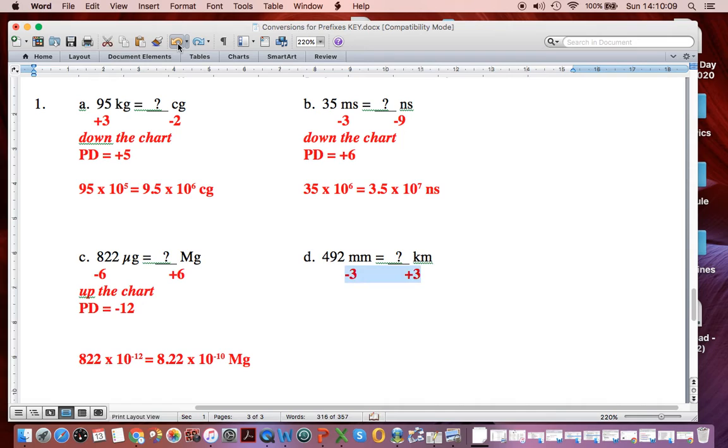One more example. We have a -3 and a +3. Milli is smaller than kilo, so we are definitely going up the chart. Therefore, our power difference is negative. Power difference is -6. 492 times 10 to the -6. Well, again, we got to shrink by a factor of 100 and increase the other by a factor of 100. So we get our 4.92 times 10 to the 4 kilometers. So you now have about 7 examples. It should be making sense.